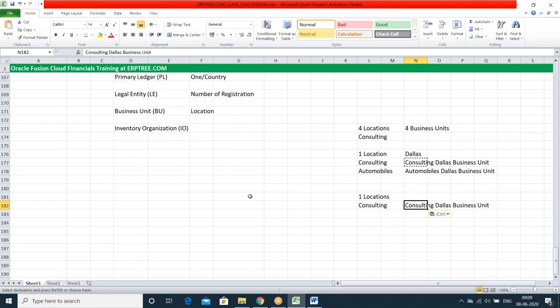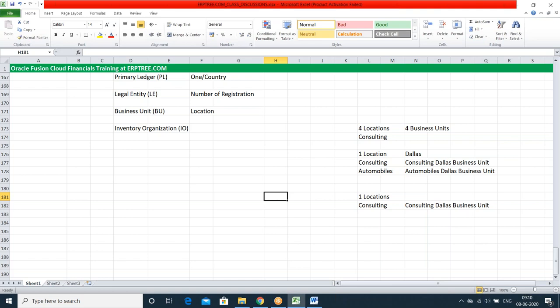So ideally it's based on location, but within the same location, if you are operating multiple businesses, those we can take as multiple. Take a real example, Walmart. If you are going to implement Fusion applications for Walmart, how many business units do you have to create? It's very simple. However many stores they have within the US, that many business units you have to create. Say they have 50 stores in the US. Then you simply create 50 business units in the system.